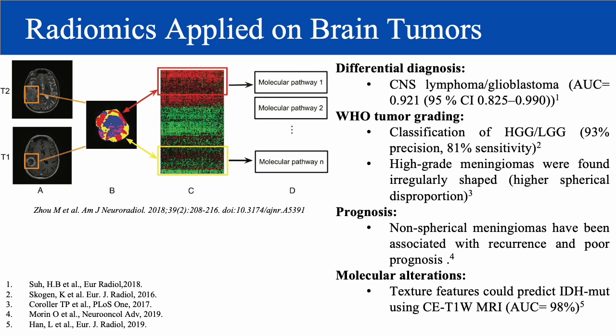Radiomics has been increasingly applied in brain tumors to improve predictive accuracy of diagnosis, prognosis, and treatment outcome. The main strength of radiomics is to capture intertumoral heterogeneity by using texture analysis, as can be seen from the radiomics features computed from T1 and T2 weighted MRI. They are associated with different molecular pathways. Also in neurooncology, radiomics can be employed for differential diagnosis, WHO tumor grading, prognosis, and molecular alterations.